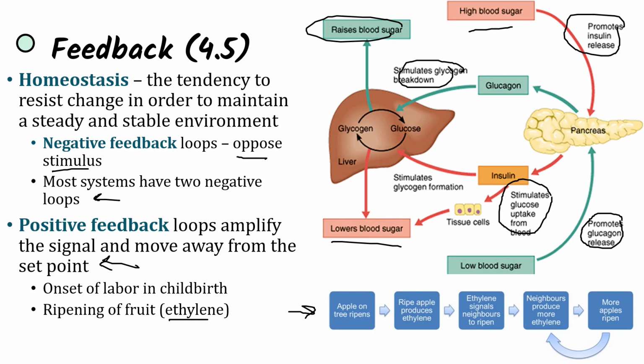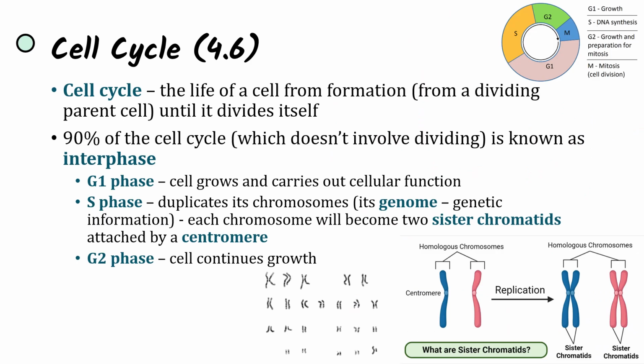And then the neighbors are going to start producing ethylene, and more apples are ripened, and that's going to lead to the production of more ethylene. So positive feedback loops, we're moving away from the set point. We're amplifying the signal and causing it to spread. Whereas negative feedback loops, we're returning back to the set point. We're done with signal transduction.